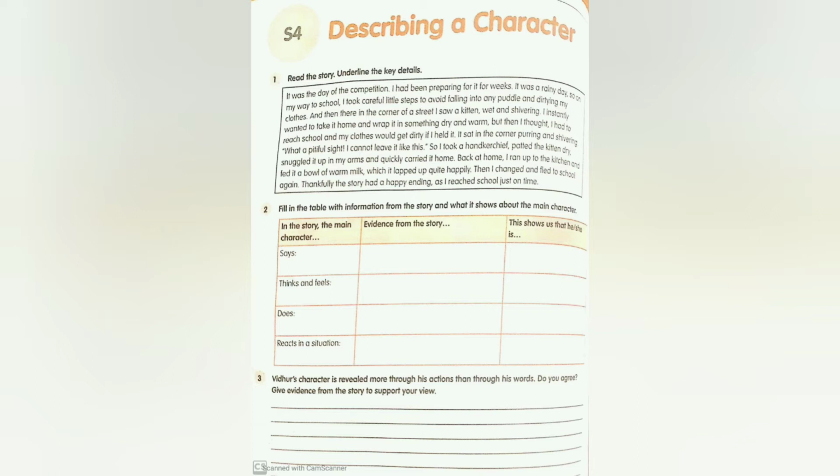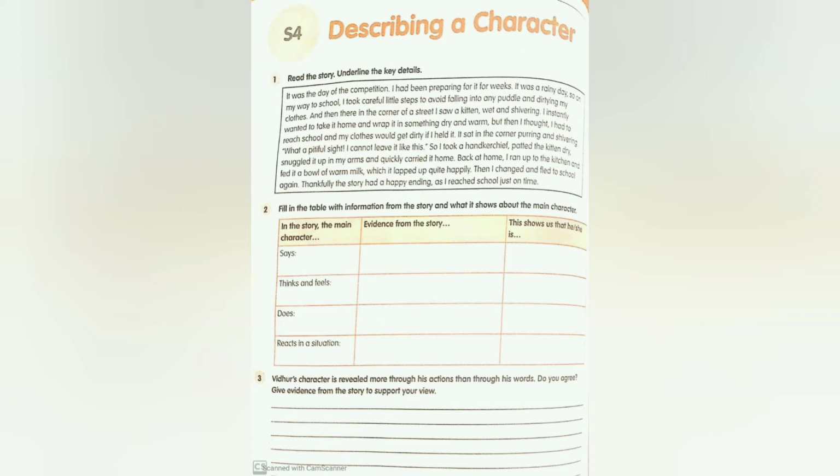Underline: It was the day of the competition. In the corner of a street, I saw a kitten. I had to reach school. I cannot leave it like this. So I took a handkerchief, patted the kitten dry, snuggled it in my arms and quickly carried it home. Then I changed and fled to school again. Underline these sentences. Second, fill in the table with information from the story and what it shows about the main character.